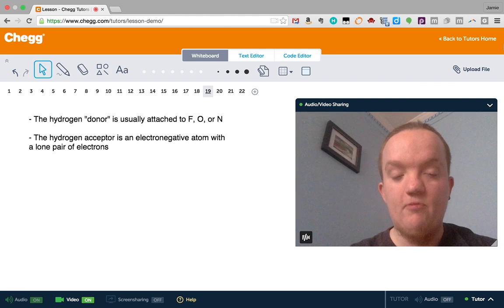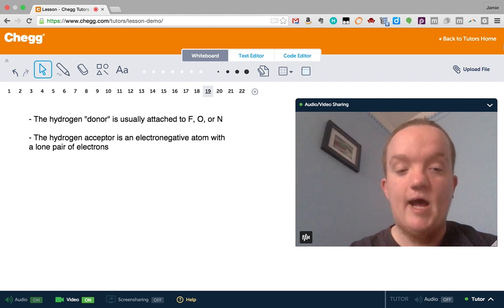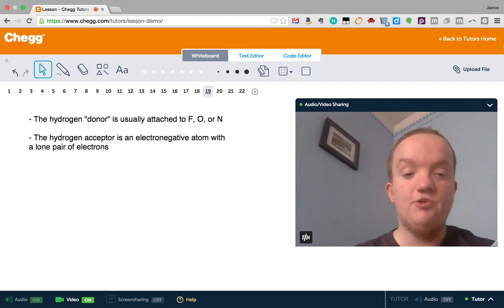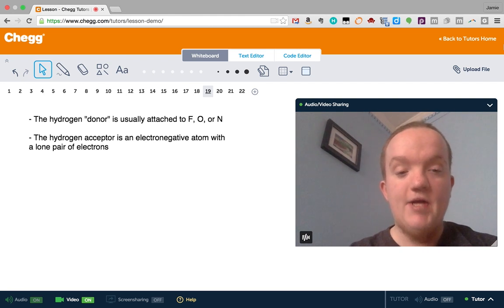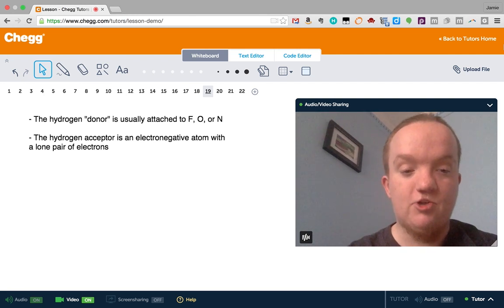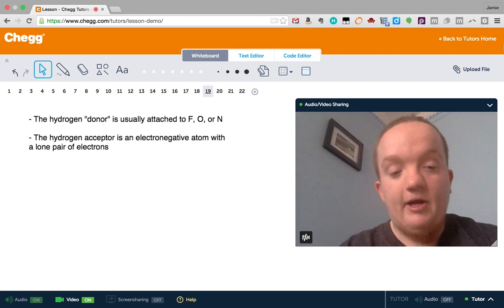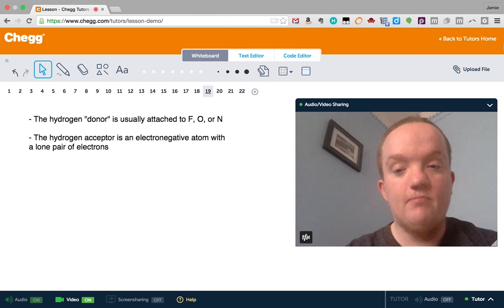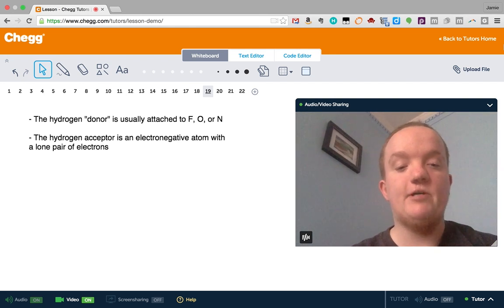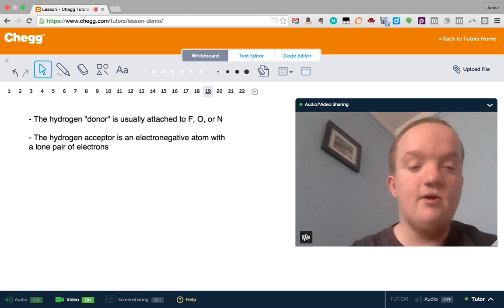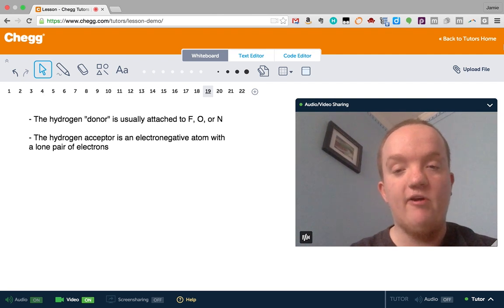Hydrogen bonds occur between hydrogens attached to very electronegative atoms, usually fluorine, oxygen, or nitrogen, and a hydrogen acceptor, which is an electronegative atom with a lone pair of electrons. Most frequently, we think about hydrogen bonding in terms of many molecules of the same compound that are hydrogen bonded to each other to form special structures, like in ice, or special properties, like a high boiling point.